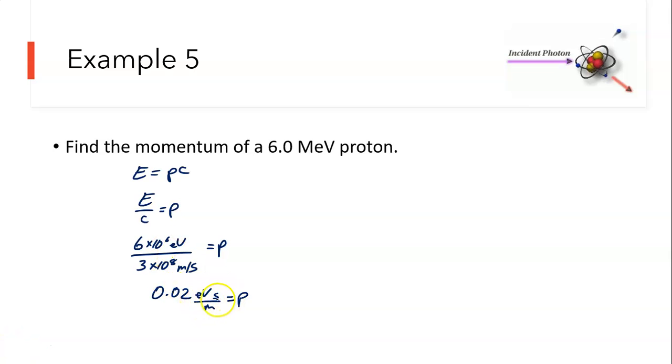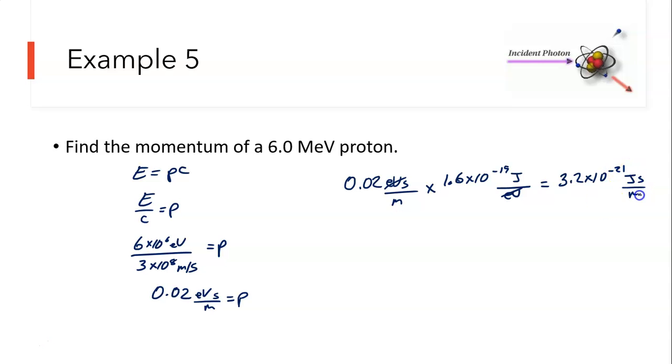Okay, if you're wanting to convert this into the standard units, well, the conversion can be direct from this answer that we've got, because 1.6 times 10 to the negative 19 joules per electron volt is our standard conversion. Notice, and you're going to be left with an answer of 3.2 times 10 to the negative 21 joule seconds per meter. Now we're back to standard units.